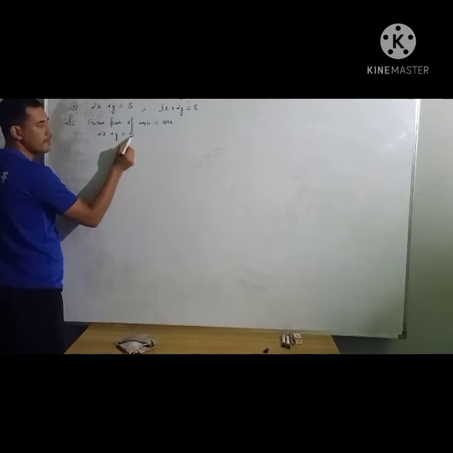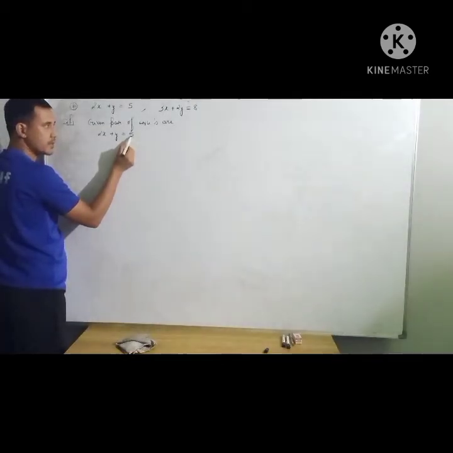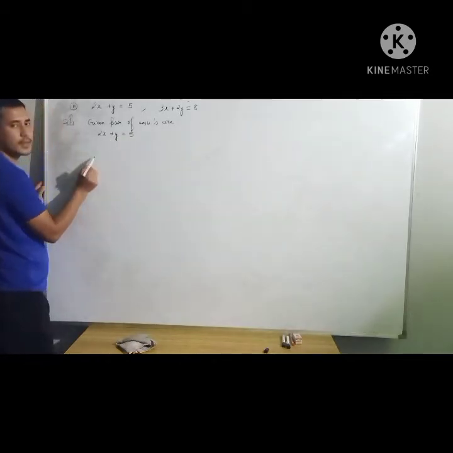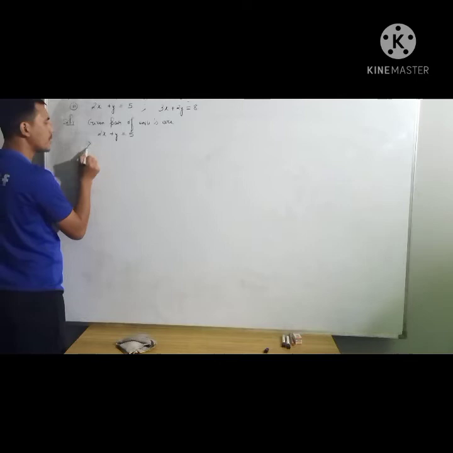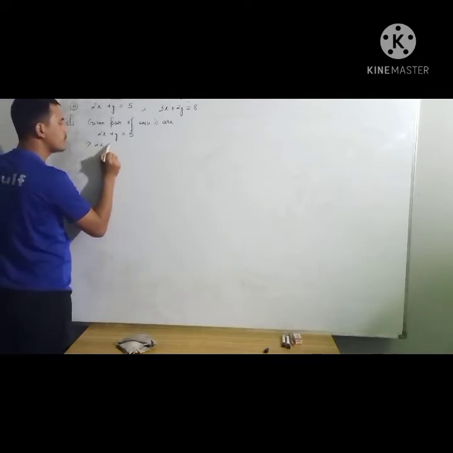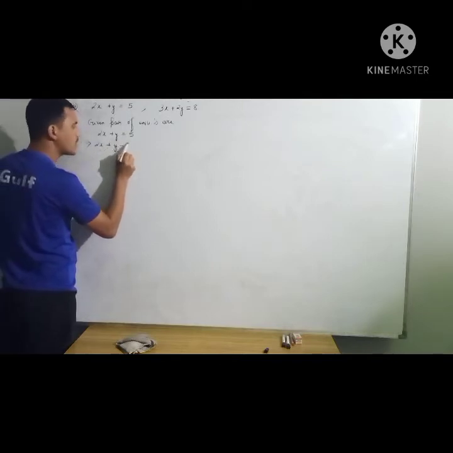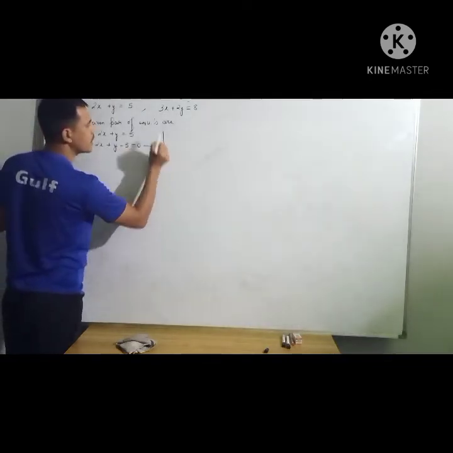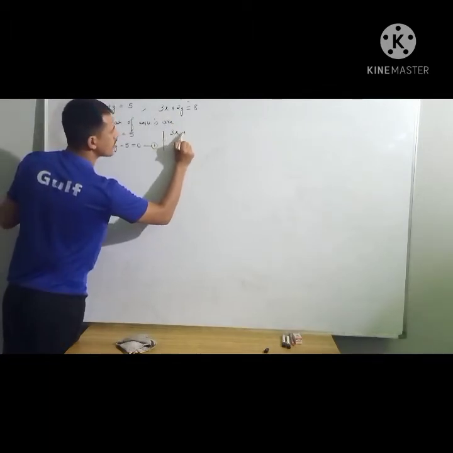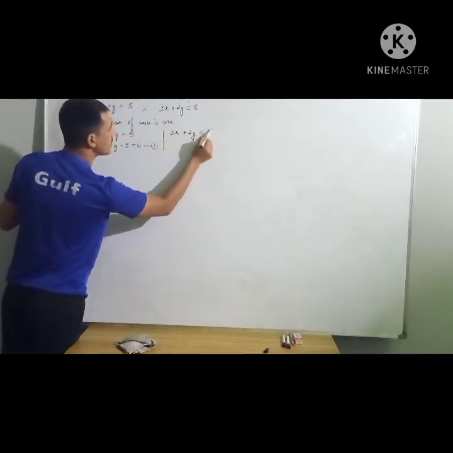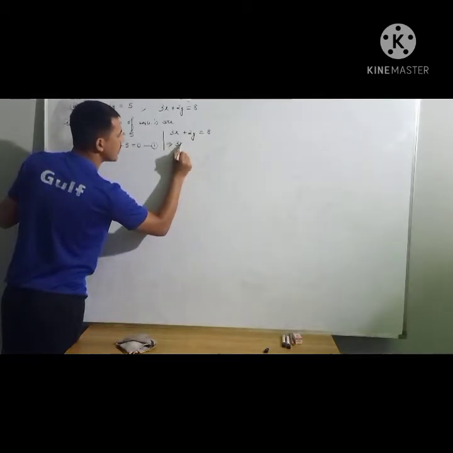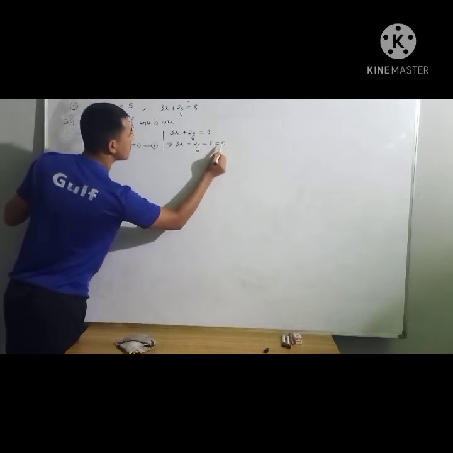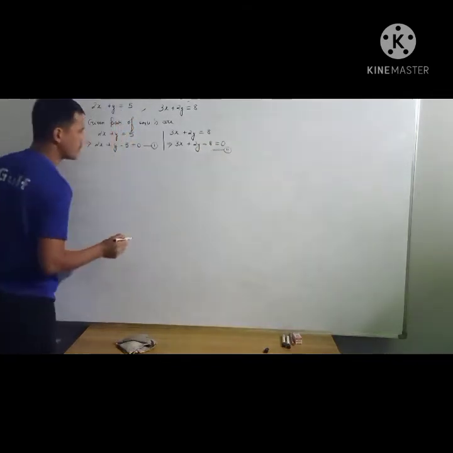Here 5, being the constant term in the first equation, should be placed on the same side along with the terms containing x and y. So we rearrange this equation and write 2x + y - 5 = 0. That's your first equation. And the other equation, 3x + 2y = 8, we arrange as 3x + 2y - 8 = 0. That is your equation number 2.